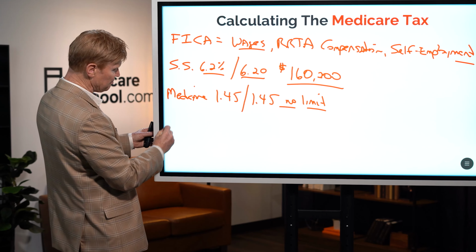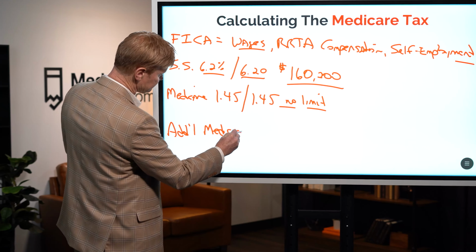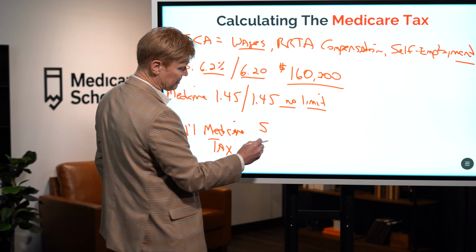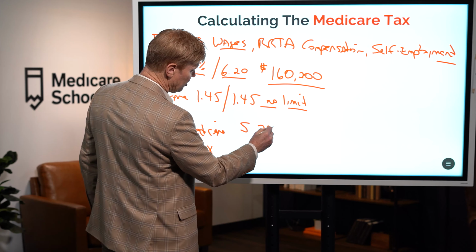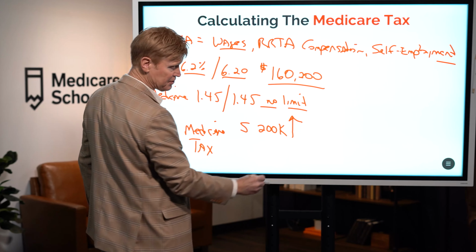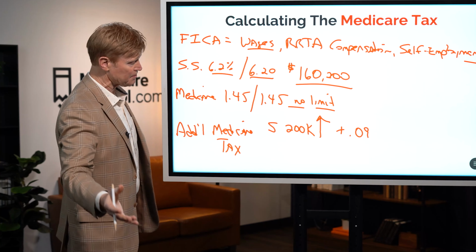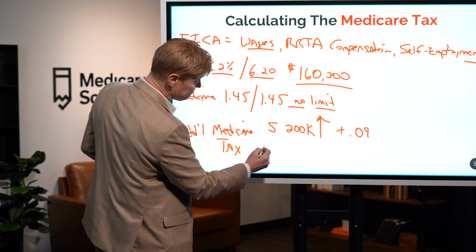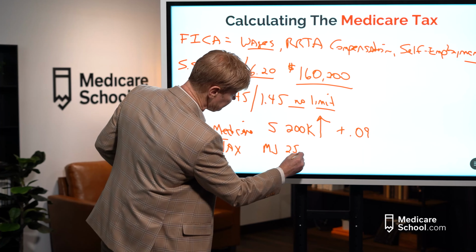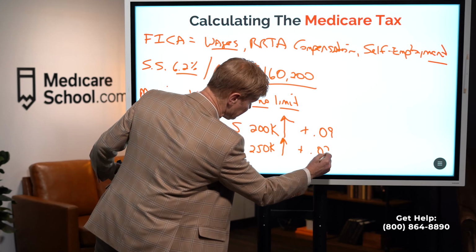All right, so here's the way this additional Medicare tax is calculated. If you're a single filer, for all this type of income that is above $200,000, you have to pay an additional 0.9%, almost 1%. If you're a married couple that files a joint return, then anything above $250,000 would be subject to the additional 0.9%.